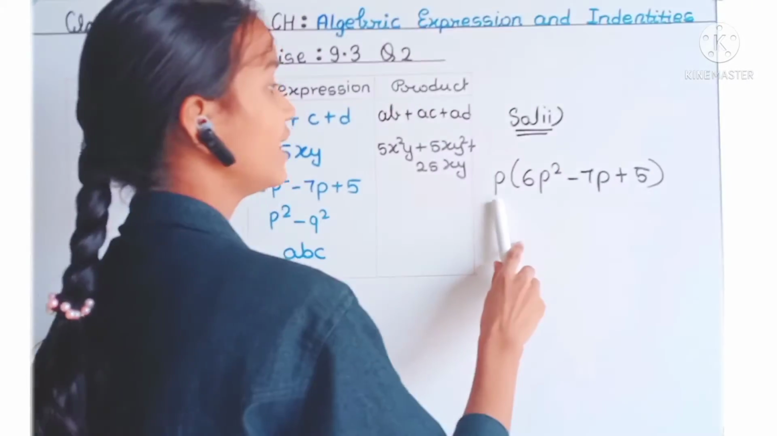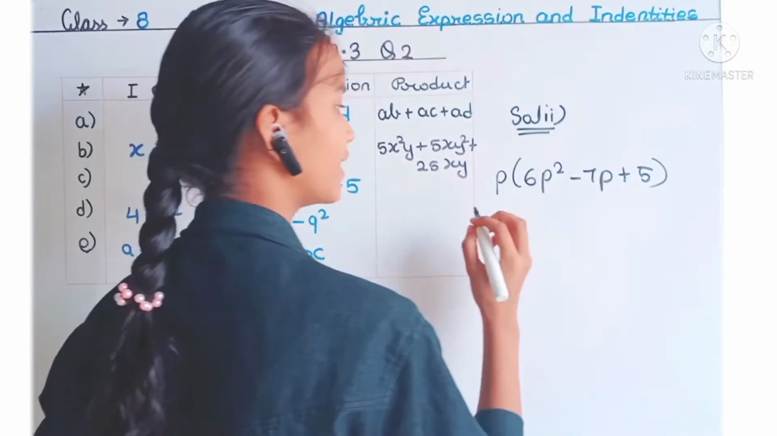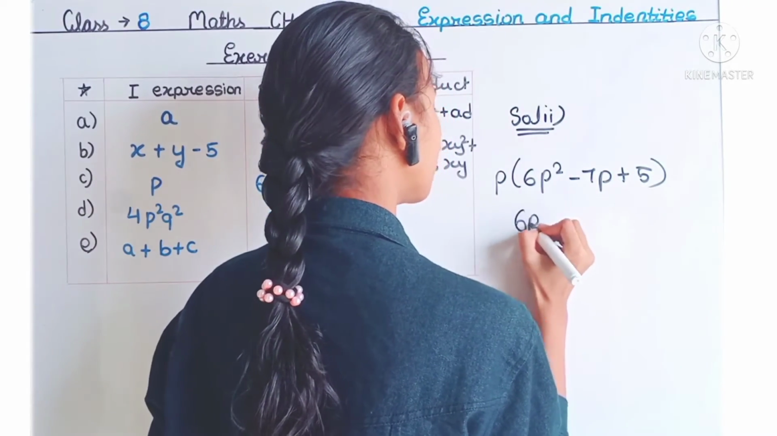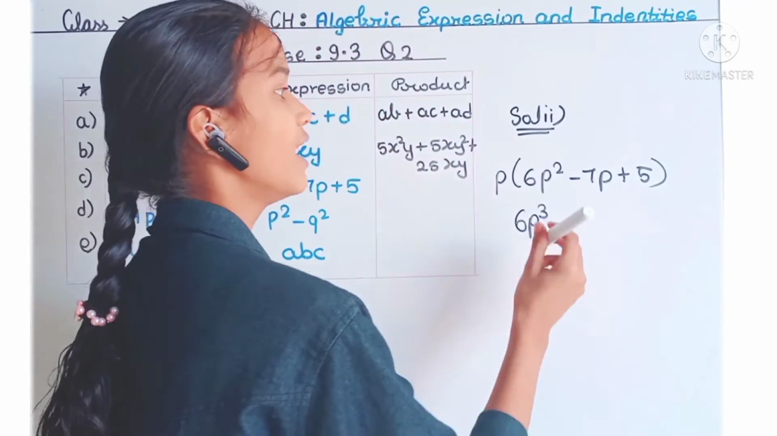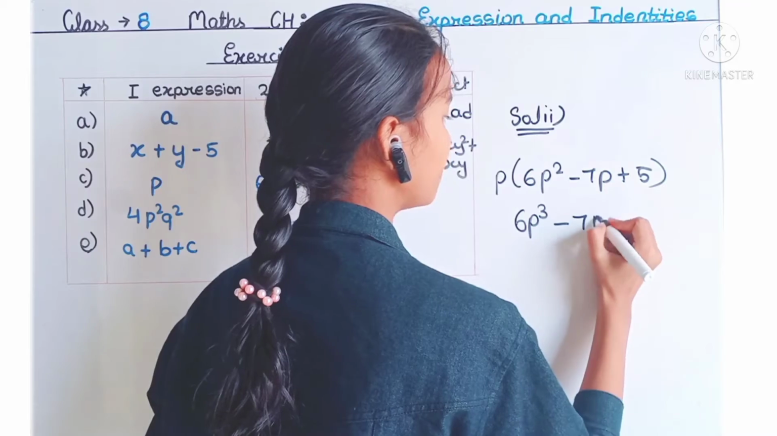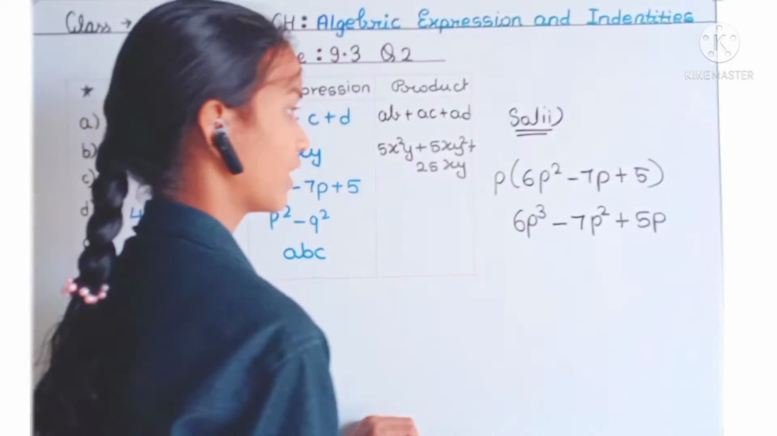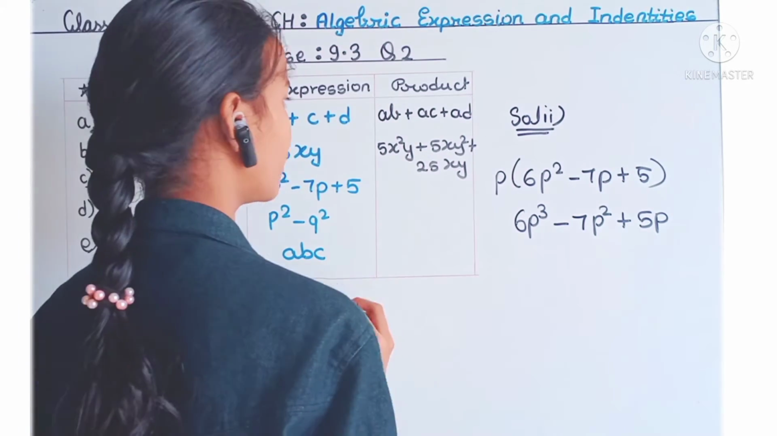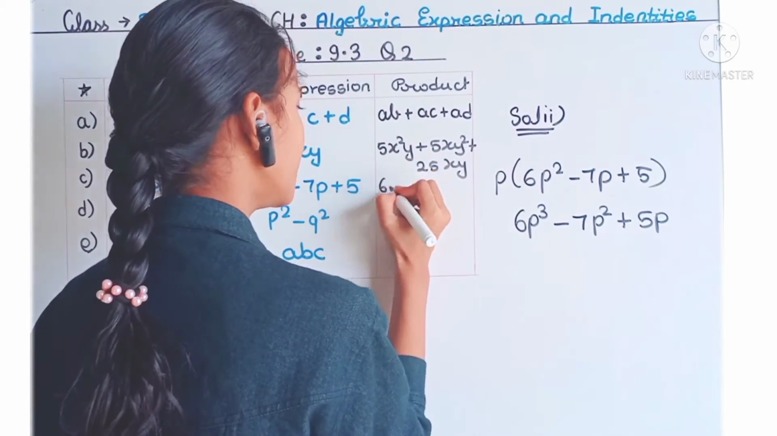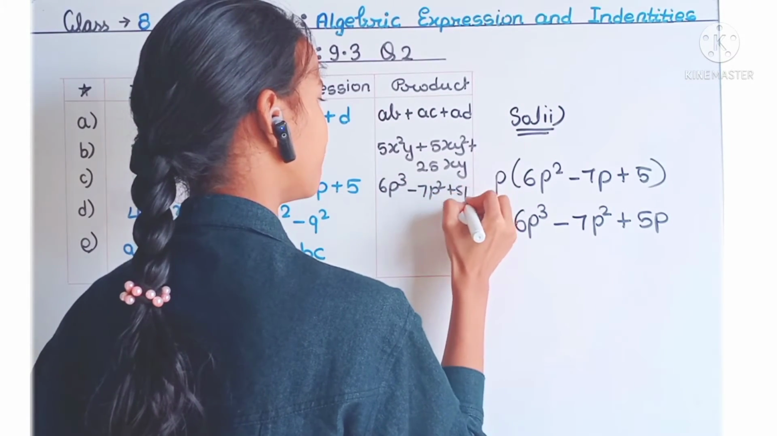Plus 5. So p into 6p square, the power of p will be increased by 1. So we get 6p to the power 3, or p cube. Minus sign will remain the same. Now after that 7 will be the same and p square plus p5, I mean 5p. So here we have got the answer of the third part of this question also. What was it? 6p cube minus 7p square plus 5p.